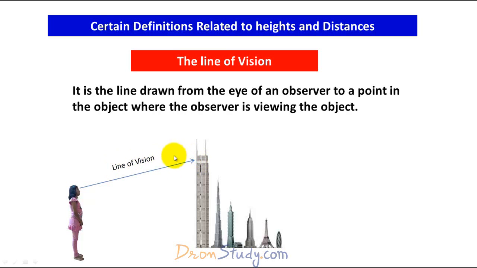So we can define the line of vision as the line drawn from the eye of an observer to the point in the object where the observer is viewing the object. So this line drawn from the eye of an observer to the point in the object where the observer is viewing is called the line of vision.